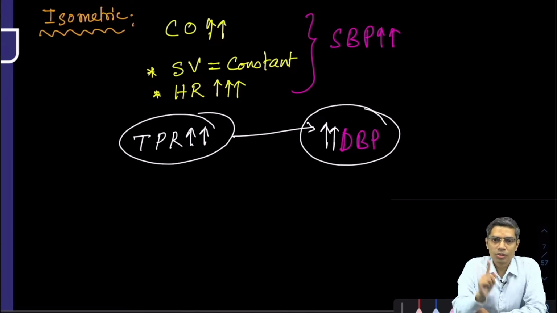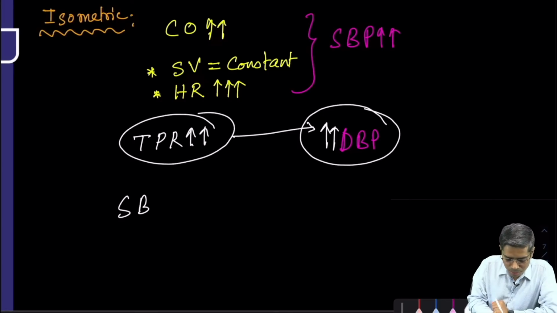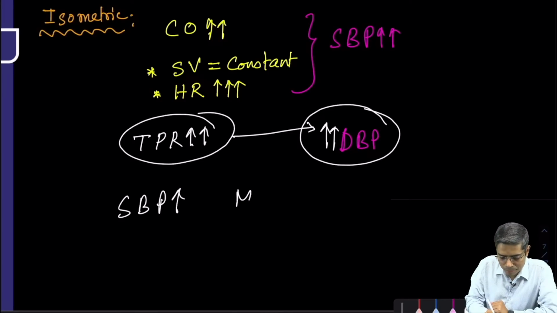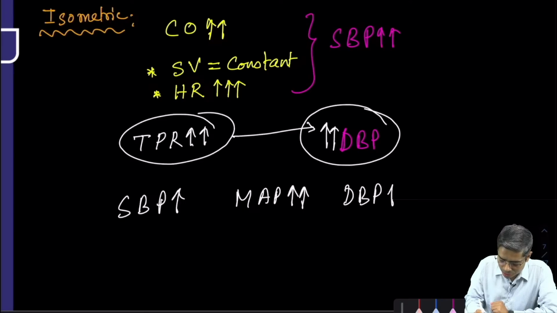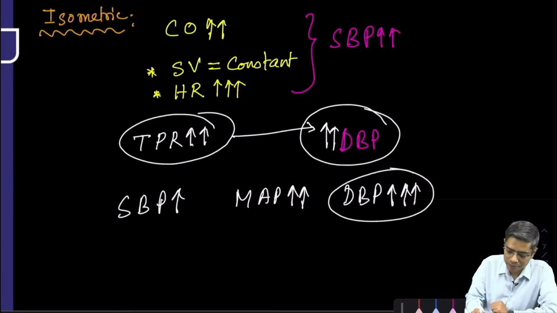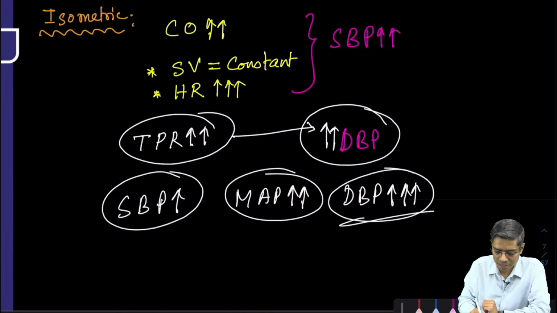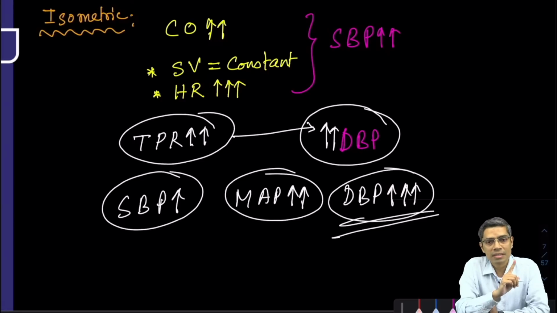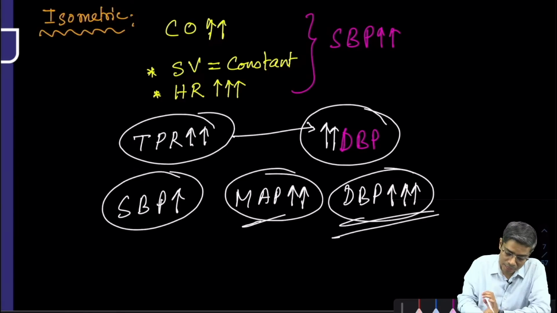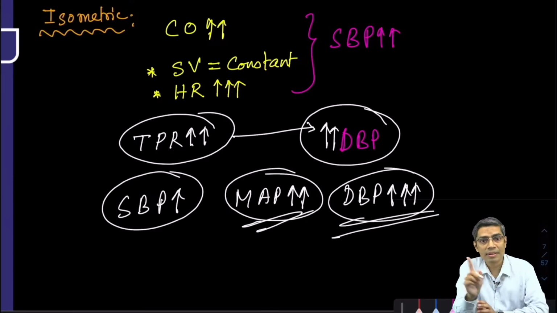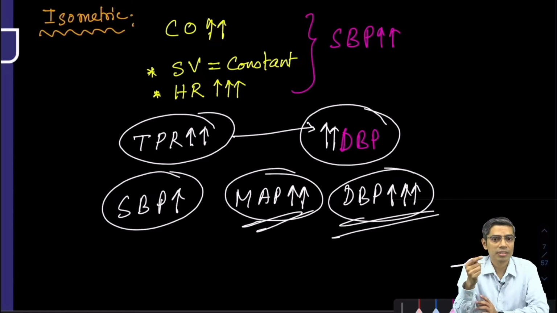So, in case of isometric exercise, systolic blood pressure will also be high, mean arterial pressure will be very high, and diastolic blood pressure will also be very high. Getting my point? In case of isotonic exercise, we have seen that diastolic blood pressure is never increasing, rather it is decreasing in severe exercise, and mean arterial pressure was never increased to a very high level. There was a mild increase in mean arterial pressure in isotonic, but here the mean arterial pressure will also increase to a very high level.